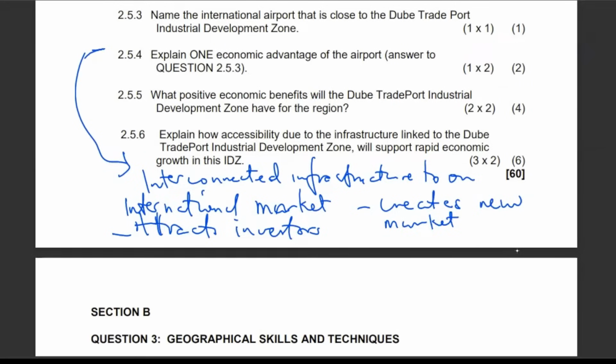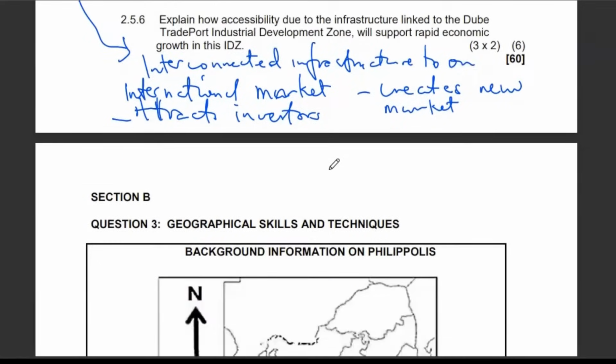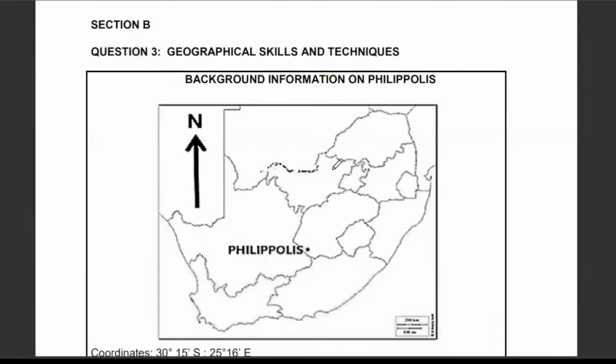Because of that, I think we can safely say we have come to the end of our first section. We have come to the end of section A, which is our question on economic geography of South Africa. Right. The next move is for us to go to the next part, which is our part on geographical skills and techniques.